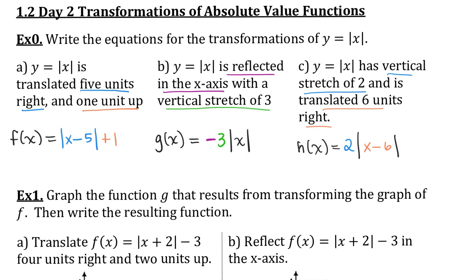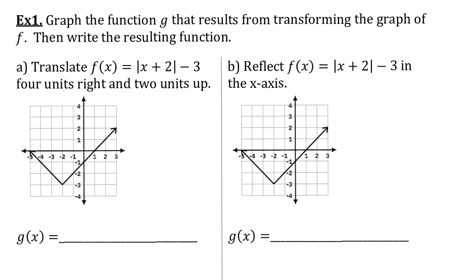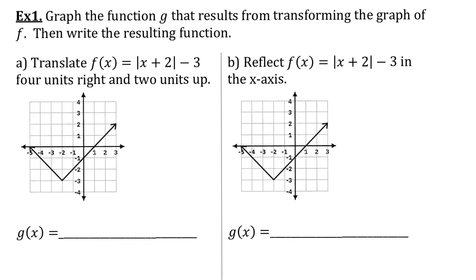Okay, now we're going to transform functions that are already kind of transformed and see the resultant of those functions. So example 1 says graph the function g that results from transforming the graph of f, then write the resulting function. Okay, so f of x equals the absolute value of x plus 2 minus 3 is already graphed here. This goes left 2, down 3. Left 2, down 3, and it's a nice V because it is absolute value.